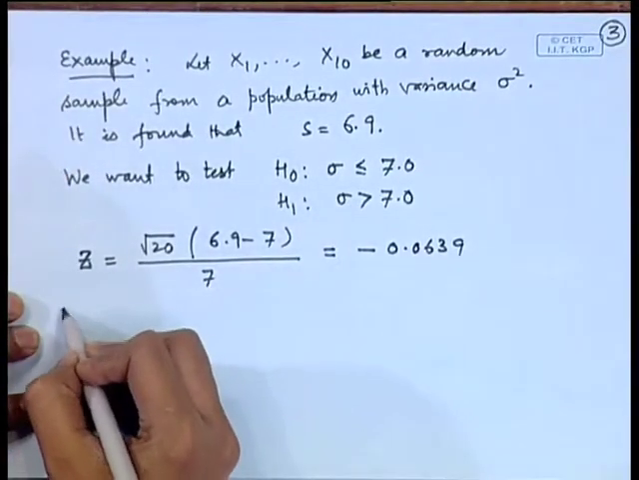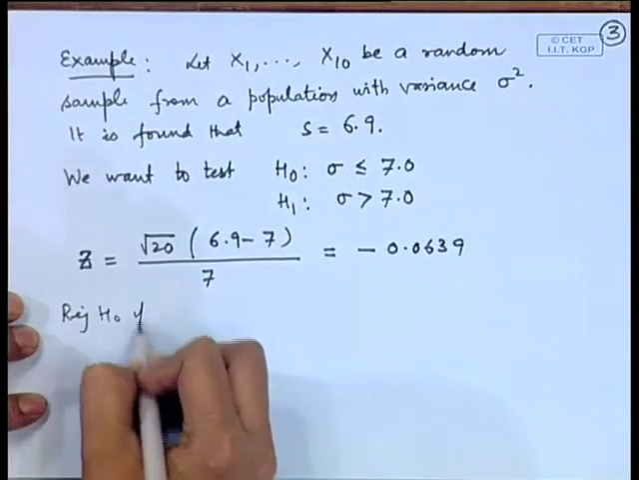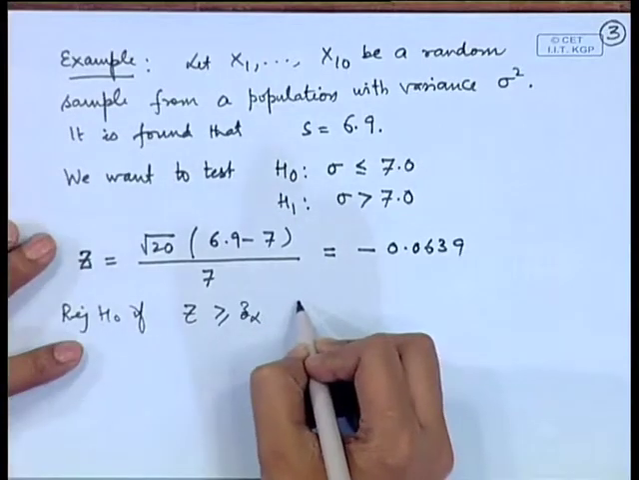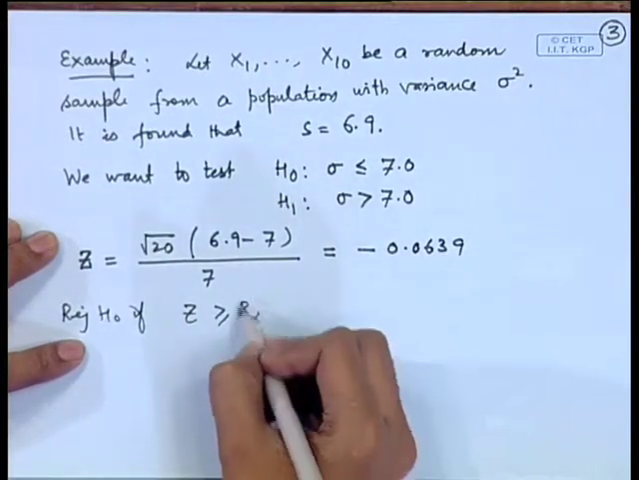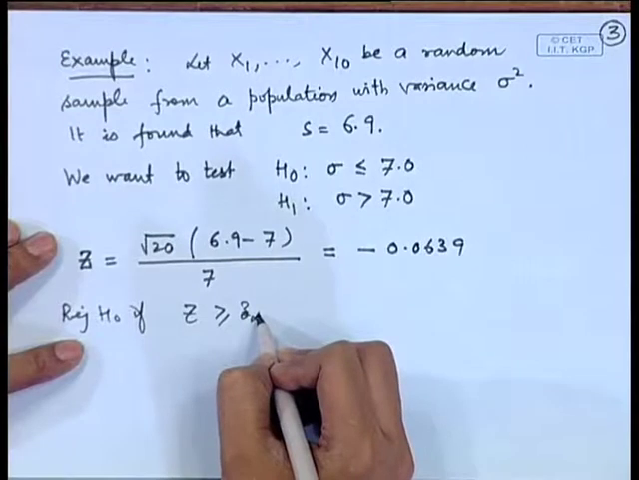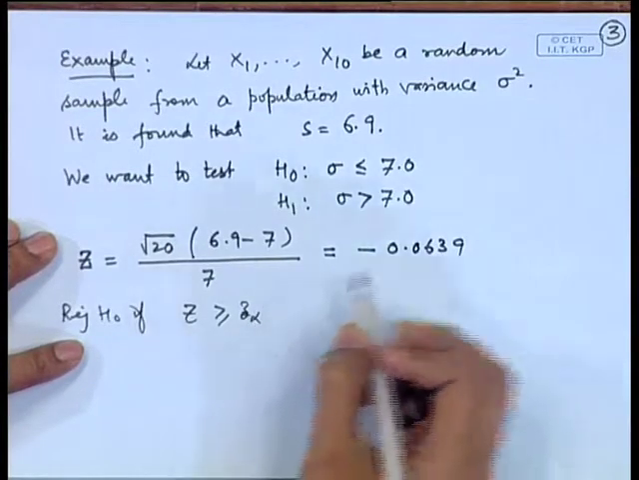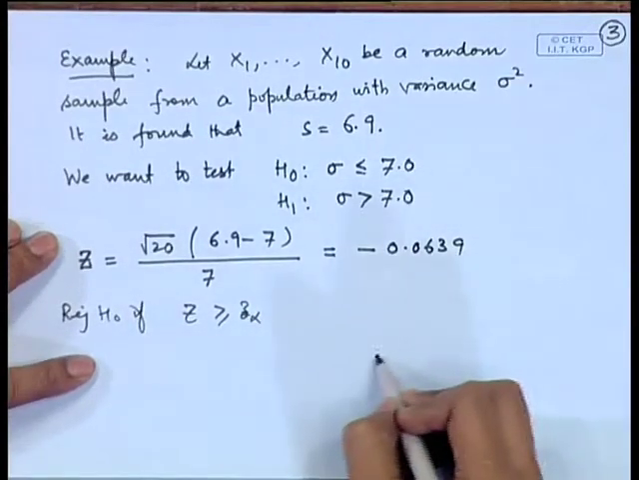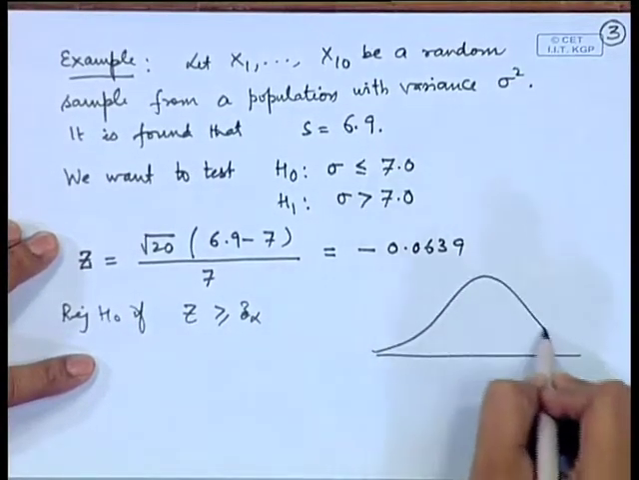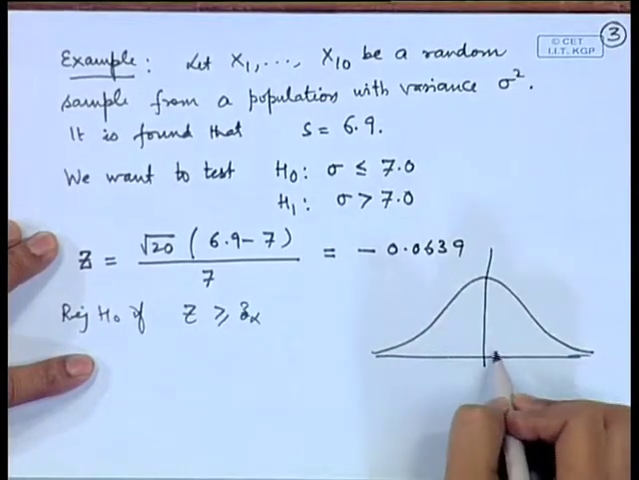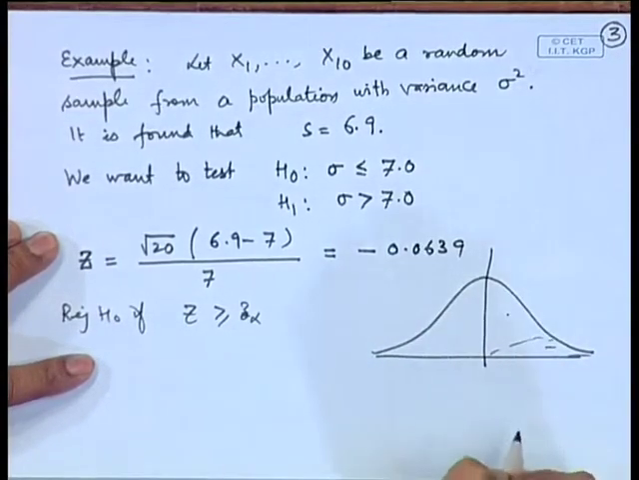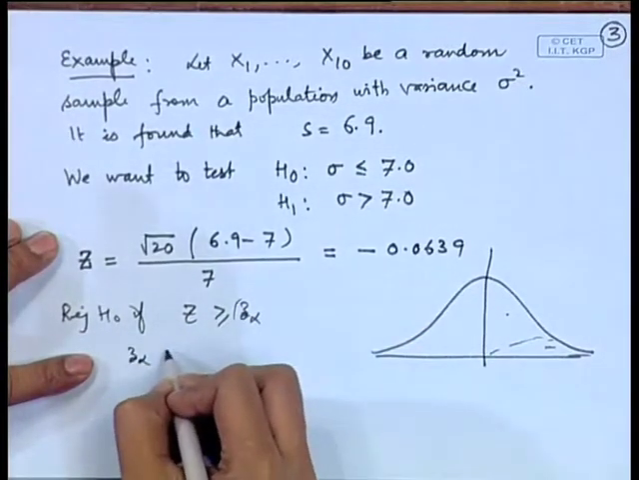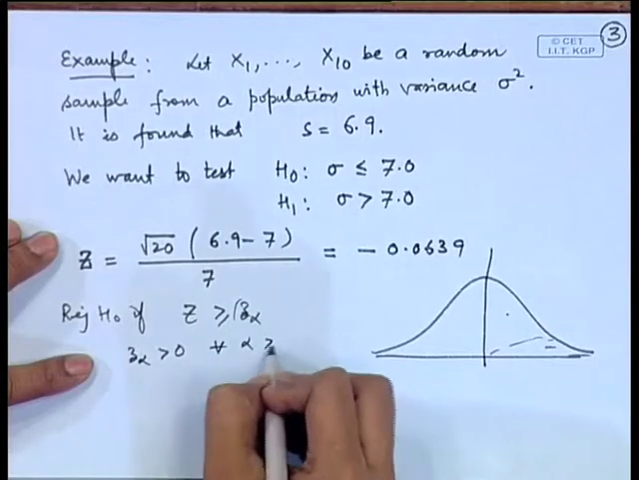Now, we have to reject H naught if z is greater than or equal to z alpha. For any level of alpha up to say 0.5, the value of z alpha will always be non negative, because z is a symmetric distribution about 0. So, all these points are positive, so this z alpha is never negative for alpha up to 0.5.